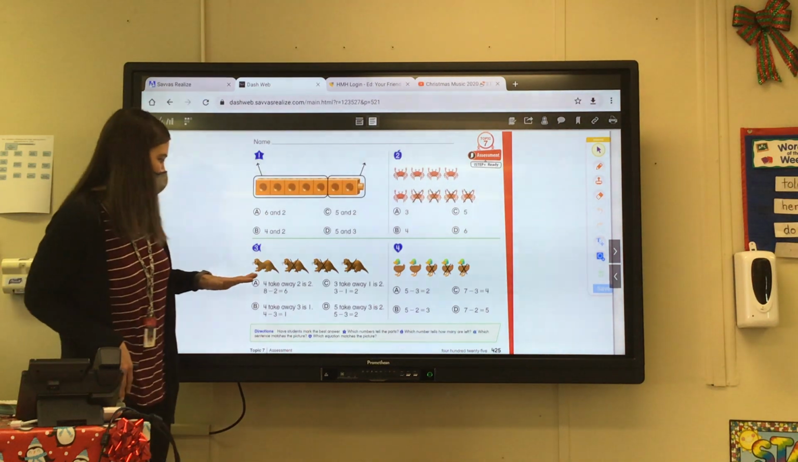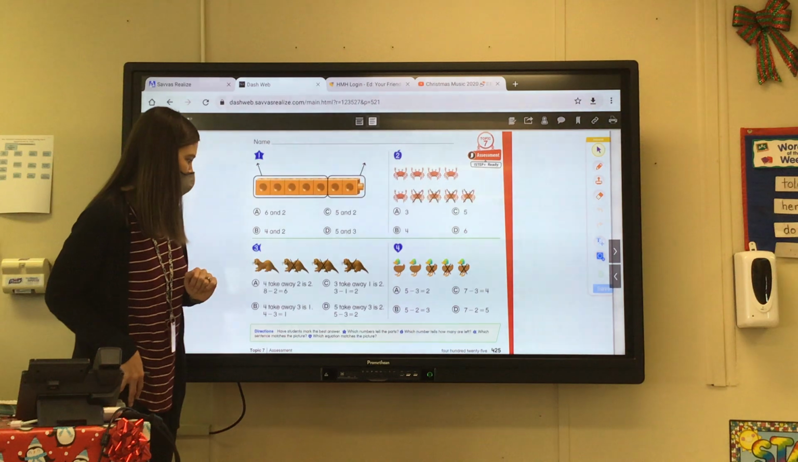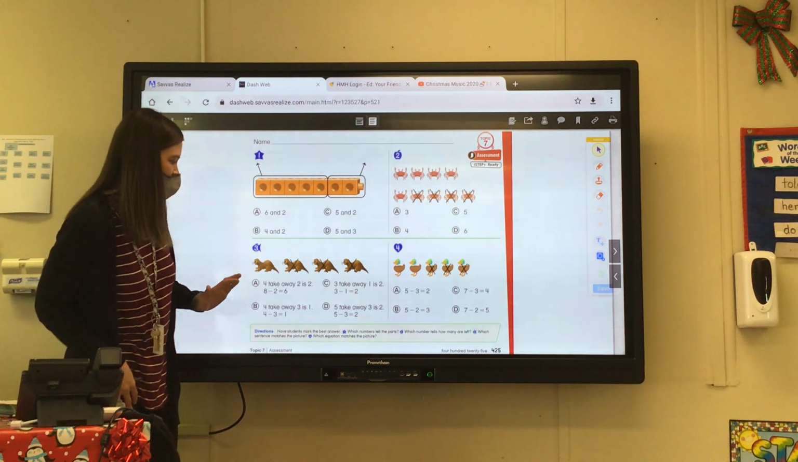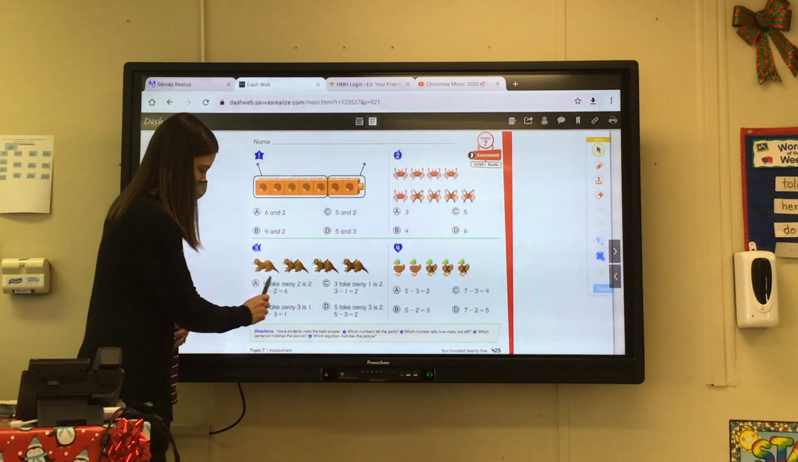Now look at number three. Look at those otters here. There were some otters. Some were taken away. I want you to pick the sentence that matches the picture. So look at what it says.